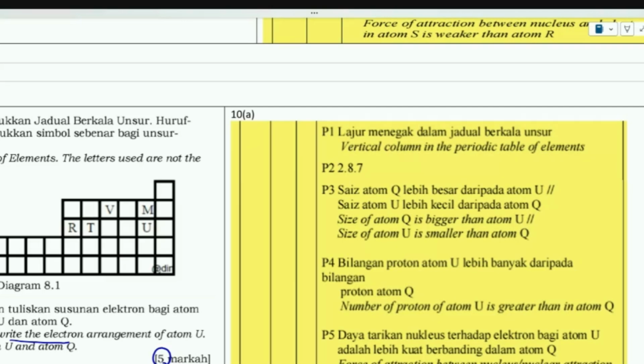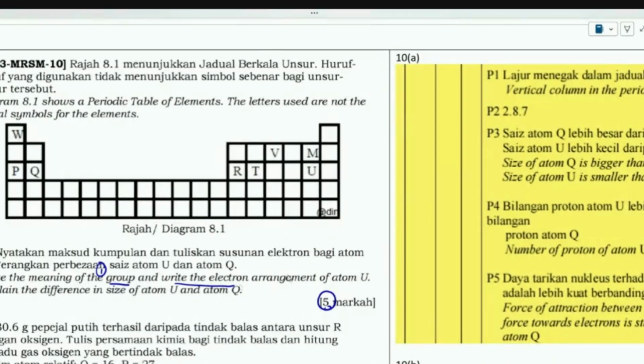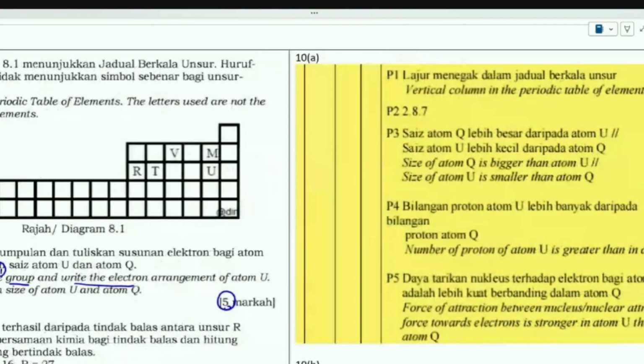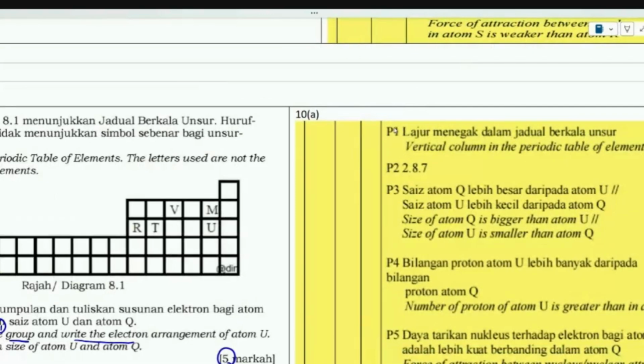Then point number 2, the question asks you to write the electron arrangement. The electron arrangement is 2.7. You can use a dash, you can use numbers. But class, you have to label first. This is 10A, so in your full scale paper you write 10A, then 1, 2, 3, like that. If it is 5 marks, you need to write 5 points. Don't use P, use numbers 1, 2, or use a dot or dash, then write your answer.